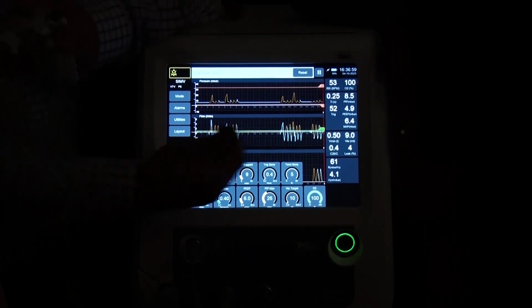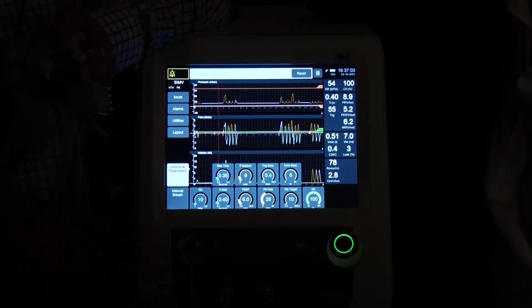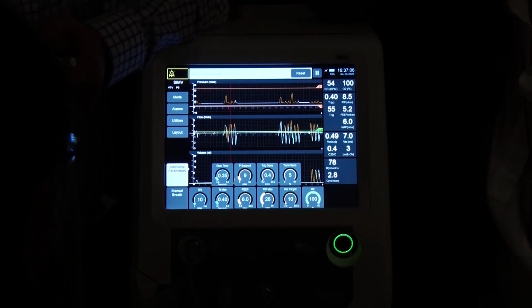So if we've got acute lung disease, we use PTV all the time, and then we go to this when we're using it to wean slowly off. Does that make sense?